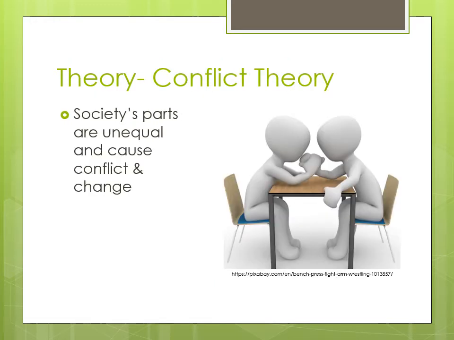This next theory is called conflict theory. And this usually is on the opposite end of functionalism. So conflict theorists see society's parts as being inherently unequal. And when you have this built-in inequality, it can cause conflict. And conflict is not necessarily a bad thing. Conflict can help us to not be complacent and to not be comfortable in societies that may be unequal or societies that are causing pain to some groups of people. So conflict can then lead to change.